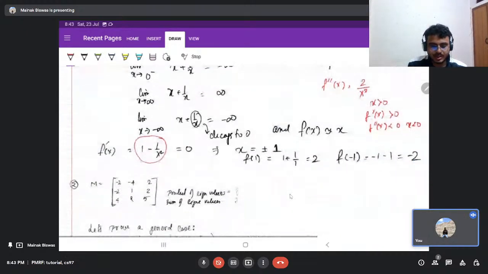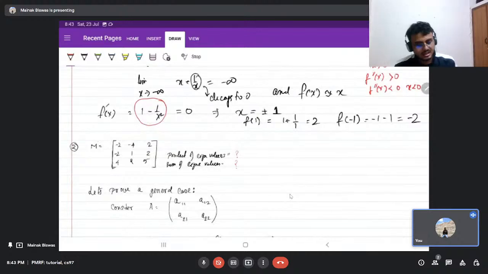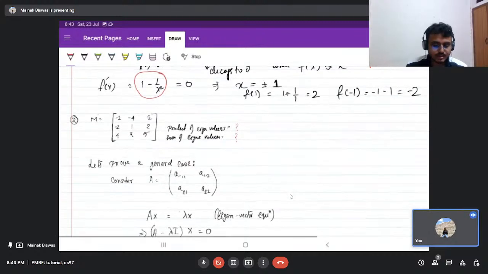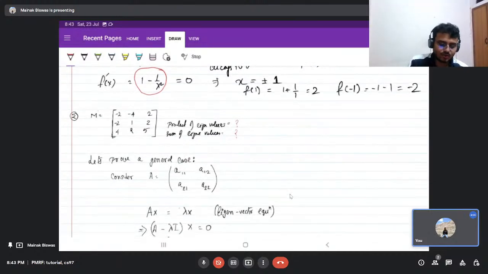The second question we'll be doing today is related to the linear algebra part. The question was, given a matrix, find the product of eigenvalues and the sum of eigenvalues. Instead of simply finding the eigenvalues, which is a very trivial exercise you can try on your own, we'll prove an interesting case with the characteristic equation of a general matrix, to give you ideas about what the product and the sum of eigenvalues are.